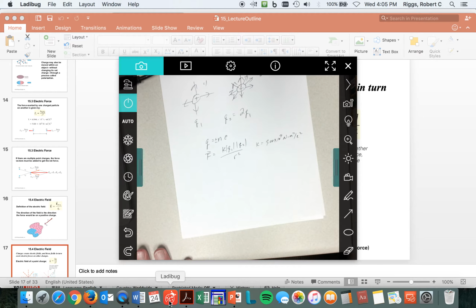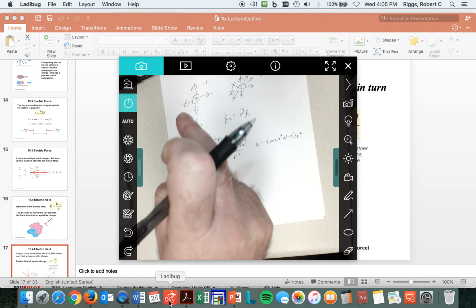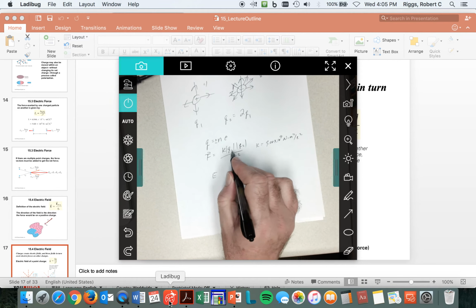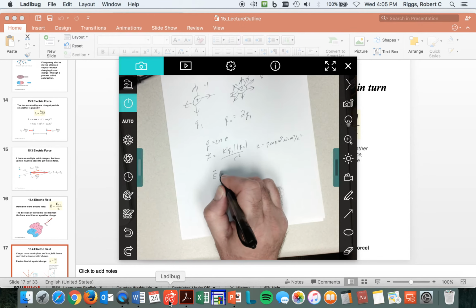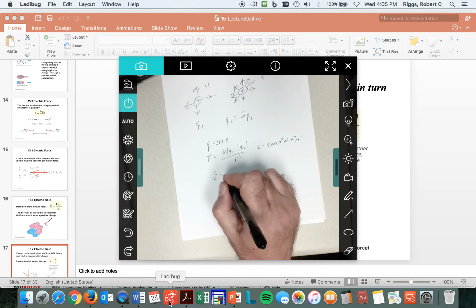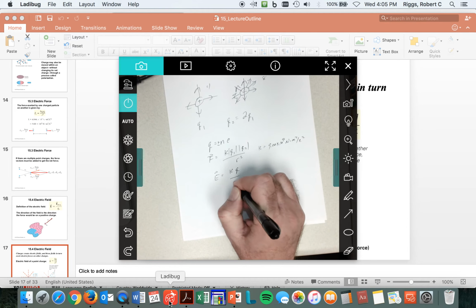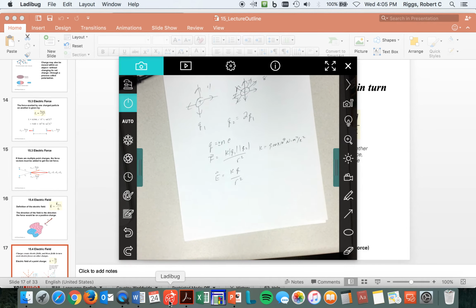Okay, and then we've got the electric field, and the units for this is newtons. I noticed today on the quizzes we didn't put down units a lot of times. So E is equal to kQ over r squared. And again, we'll look at the picture and decide which direction the electric field is going.